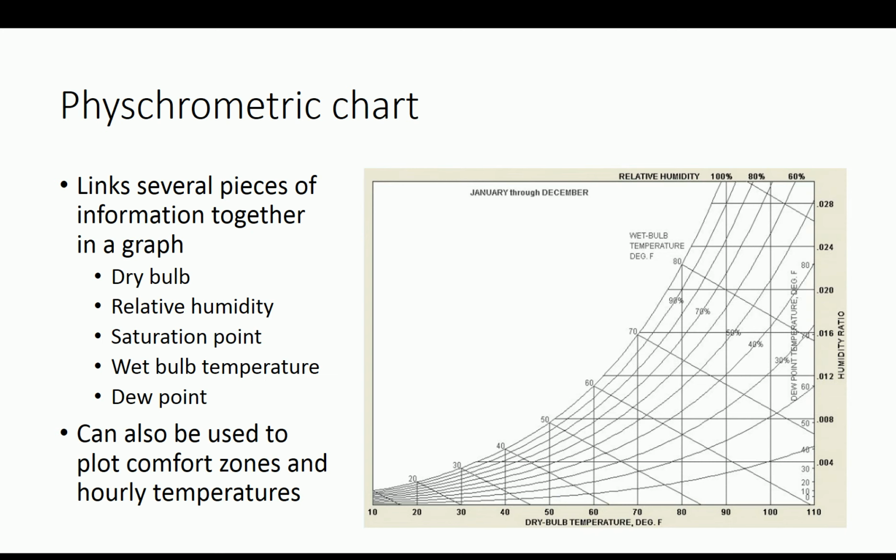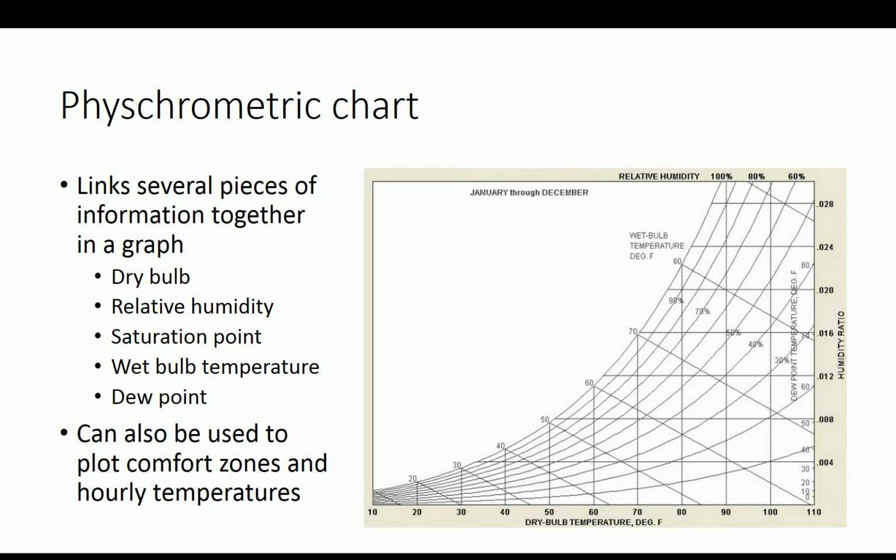Okay, so a different way of creating a chart than the bioclimatic chart, which only takes into consideration a couple of factors, right? So what were the factors on Olgyay's bioclimatic chart? Let's see if anybody can remember. What were the factors on Olgyay's chart? Air movement is one. Comfort zone is not. Dry bulb temperature, the humidity, and the air movement. That's it. Those are the three things.